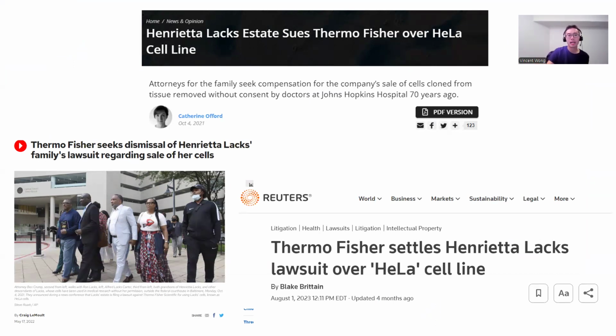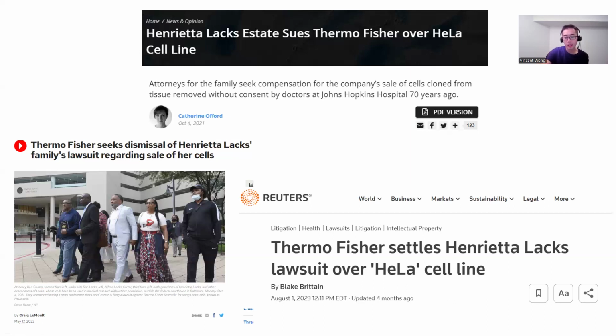The company is called Thermo Fisher. The lady died from the cancer, but her family sued the company because they said they didn't actually get her consent for profiting from her cells, propagating them without her consent and selling them without her consent. And so the company tried to countersue them, but I think ultimately the estate wants some money, and the company to actually pay for the damage they have caused to the family. You can search more about this if you're interested.